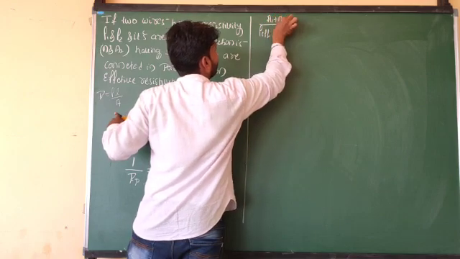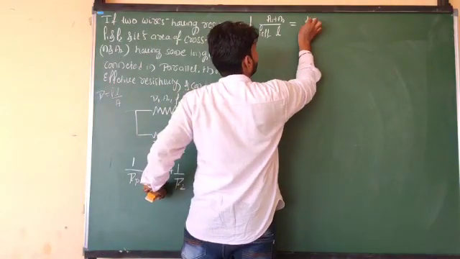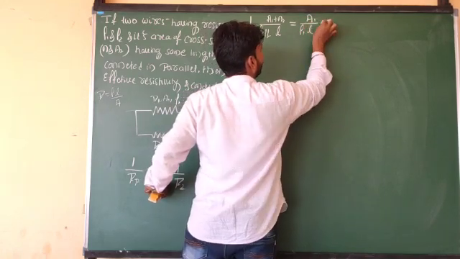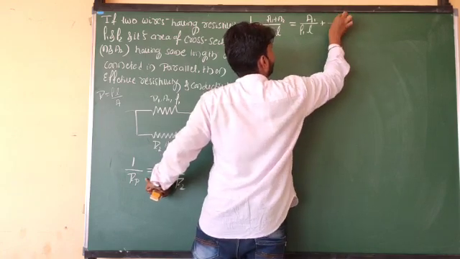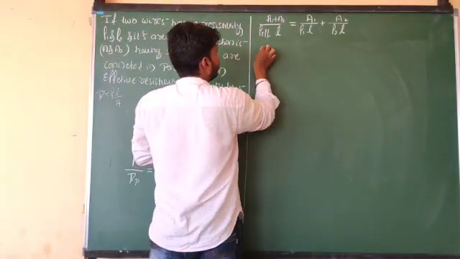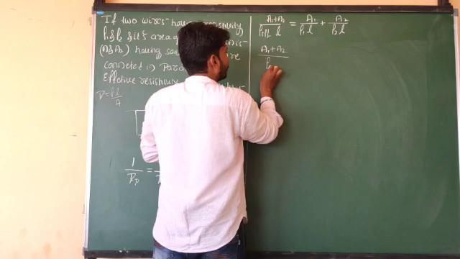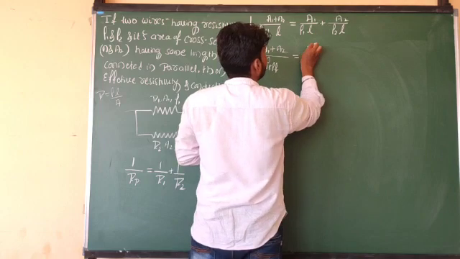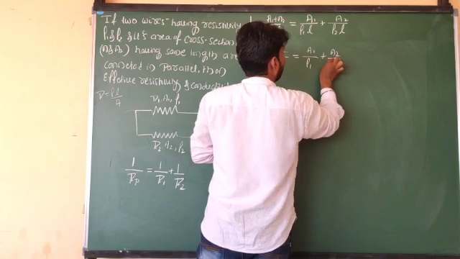So I will take it directly to the numerator. If it goes to numerator, A1 plus A2, similarly 1 divided by rho 1 into L divided by A1, so numerator A1. Similarly R2 means rho 2 into L divided by A2, so this is A2 here. Length will remain the same as I said, so it will cancel out. A1 plus A2 divided by effective resistivity, so it is equal to A1 by rho 1 plus A2 by rho 2.